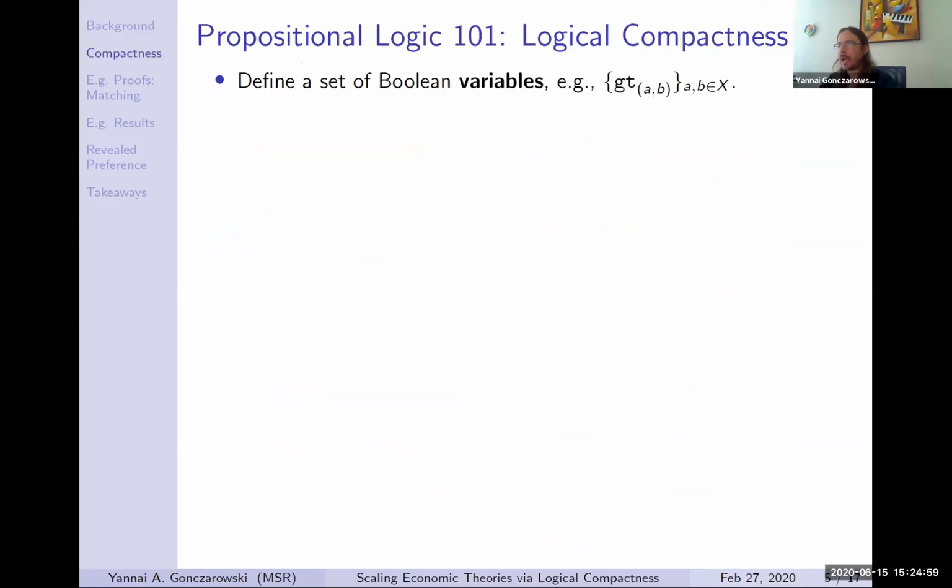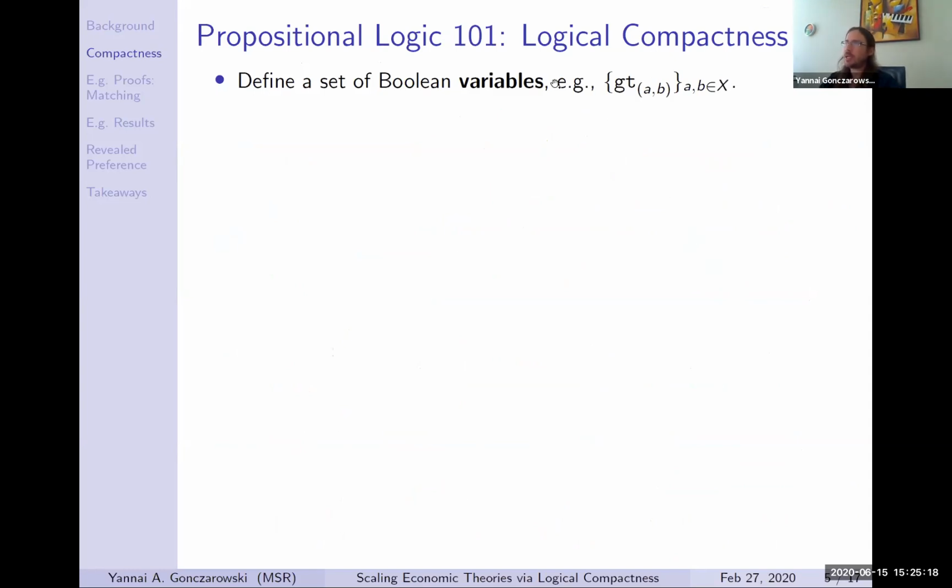So our protagonist for today is going to be the compactness theorem of propositional logic, what's called logical compactness. I know that many people here are familiar with it, but let me still give a one-slide crash course on what we're going to need, which is not a lot.